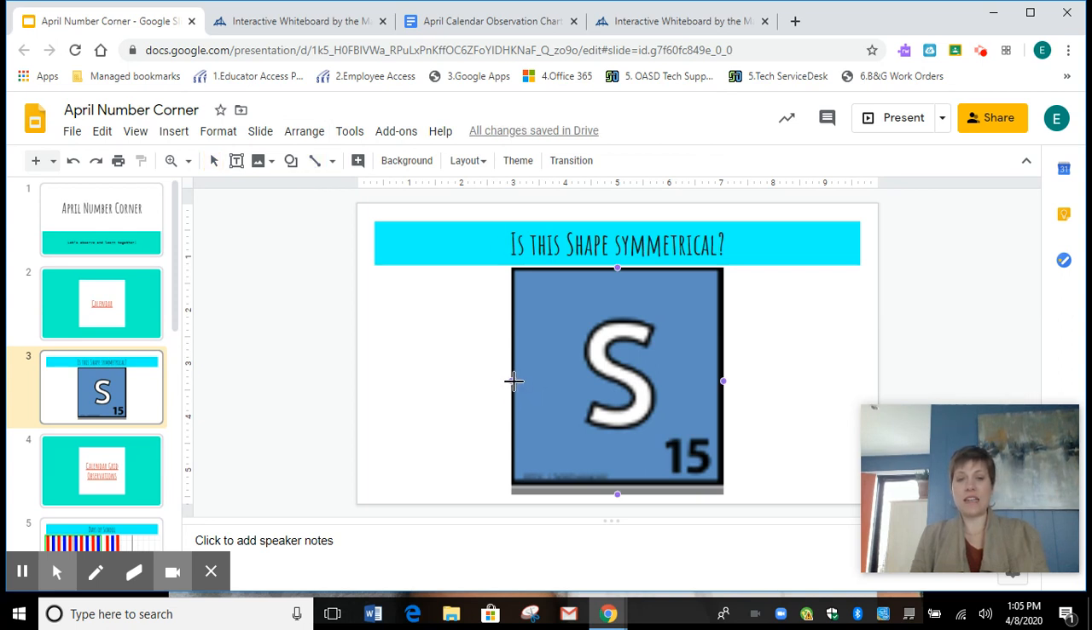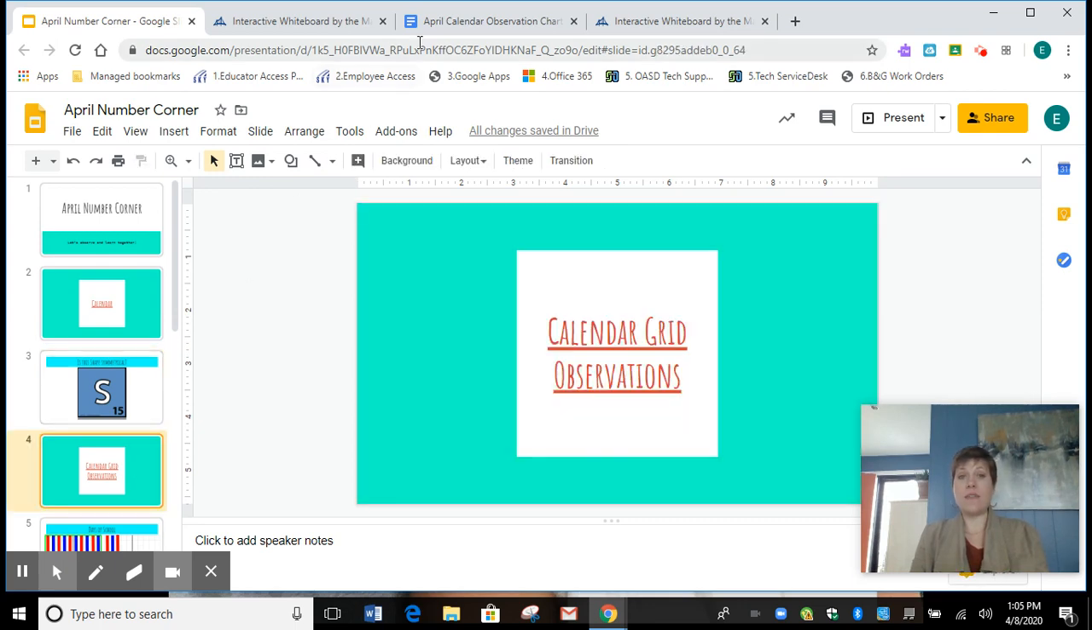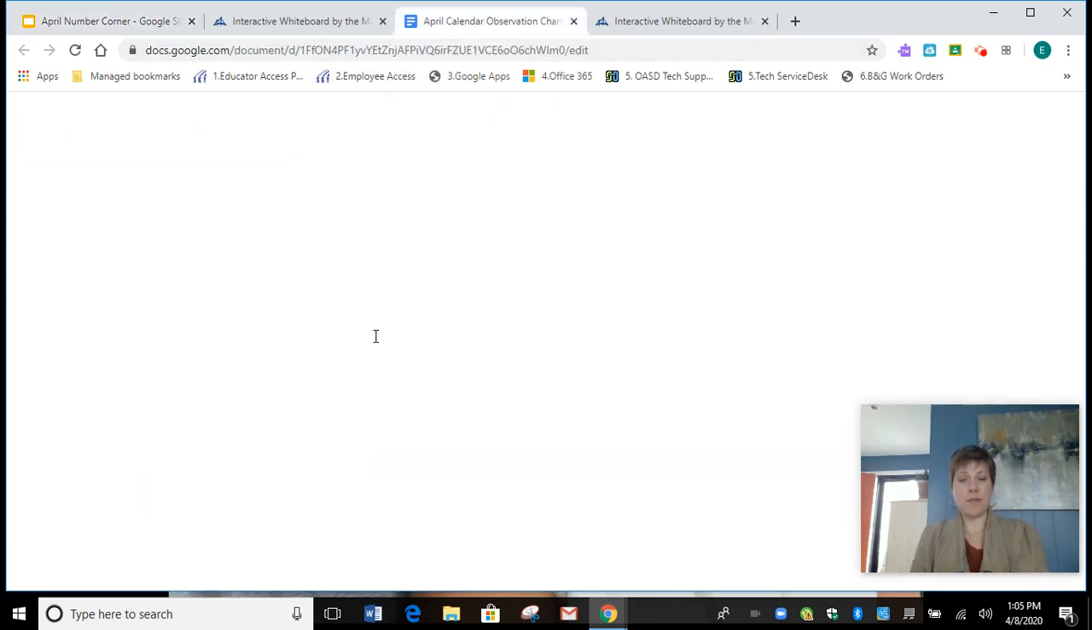Let me try dividing it in half horizontally. Now I'm noticing if I could take these pieces and turn them or rotate them, they would line up. But if I just folded straight on this line, this curve is going to line up with the end of an S, just like this curve lines up with the other end. So it's not symmetrical. Let's go add those observations into our observation chart.